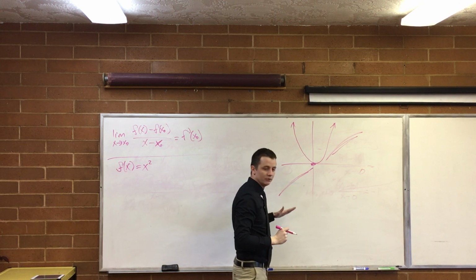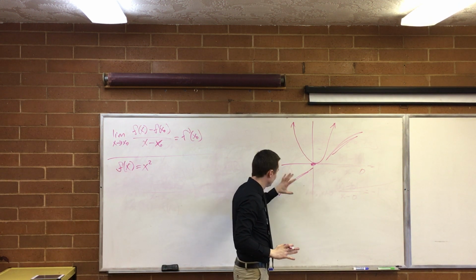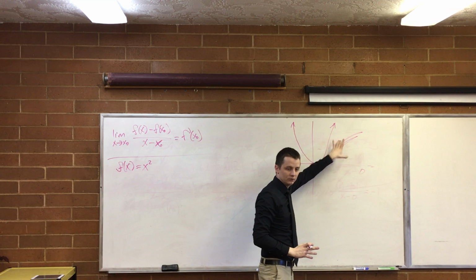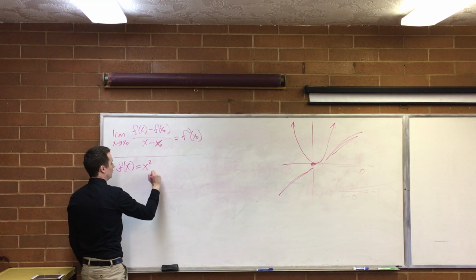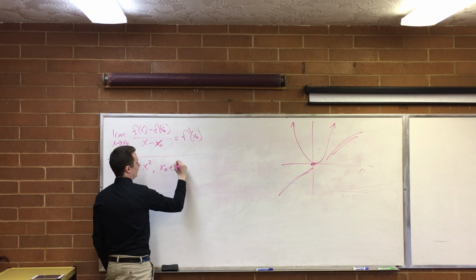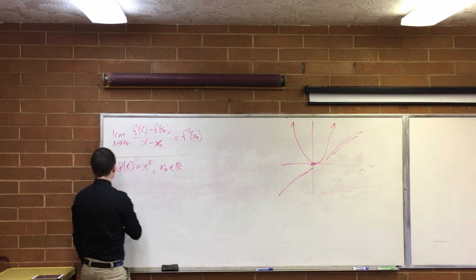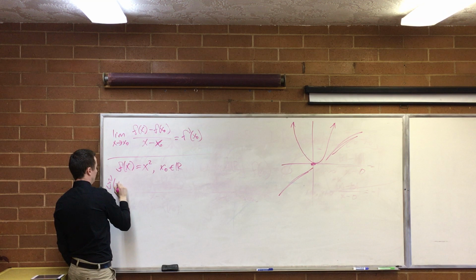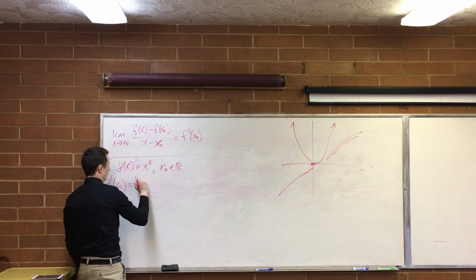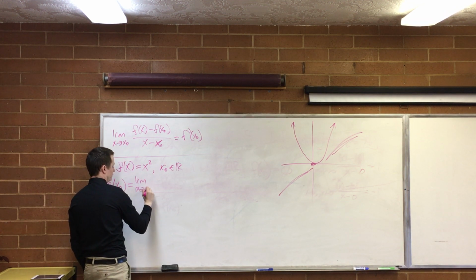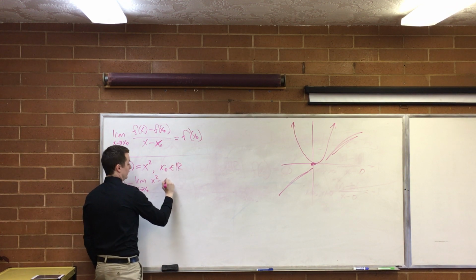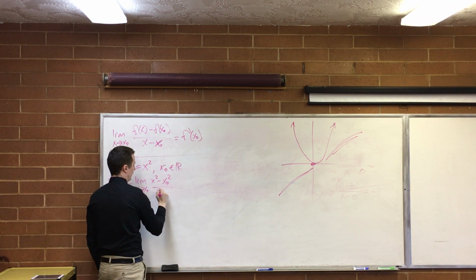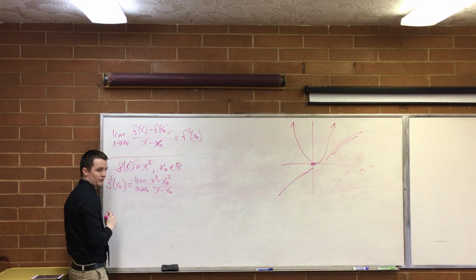So whatever our derivative is, it better have those properties. Negative here, 0 here, positive here. So now let's calculate the derivative. Let's get some x naught in R. Then f prime of x naught is equal to the limit as x approaches x naught of x squared minus x naught squared over x minus x naught. You good with that?